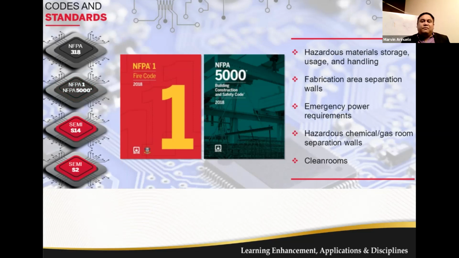NFPA 1, Fire Code, and NFPA 5000, Building Construction Safety Code, support NFPA 318 by further addressing hazardous material storage, use, and handling, fabrication area, and separation wall, energy power requirements, and hazardous chemical gas room separation wall. Okay.